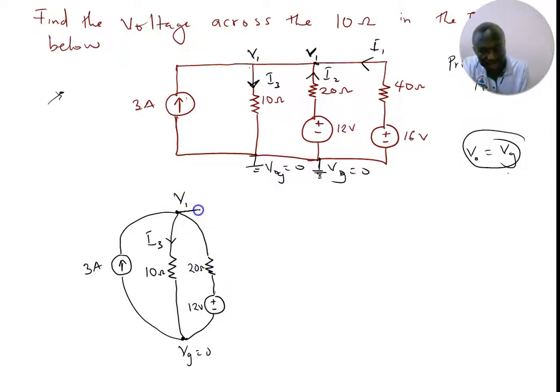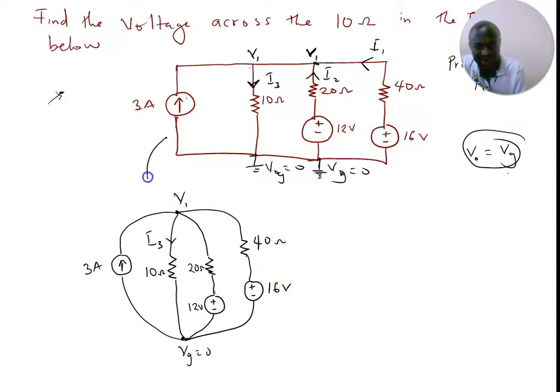Then the last path that we see there is the 40 ohms with what? A voltage source, which is plus minus. So at this point, you have something like this, 16 volts. So this is the equivalent circuit.